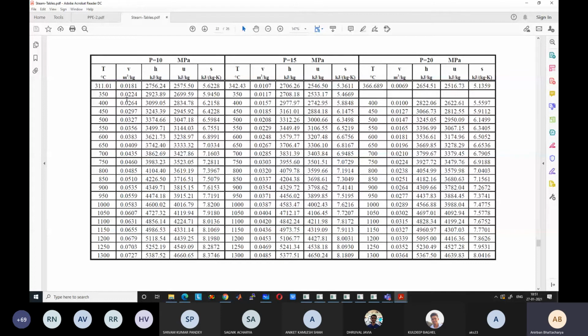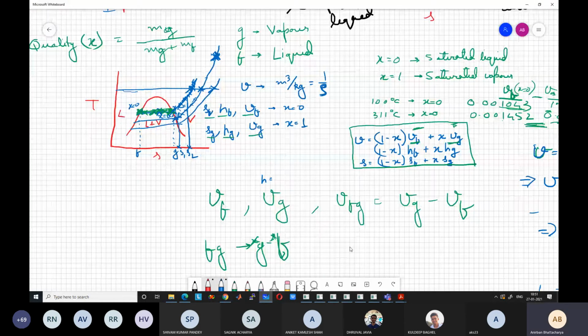So the point is that now if I ask you to find the value of V at 5 MPa pressure and 400 degrees centigrade, what will you do? You will have to go to the table. Which table? First we know that 400 degrees centigrade means it is beyond the critical point, so we will go to the superheated table. And 5 MPa pressure is given, so we will go to the 5 MPa pressure table.